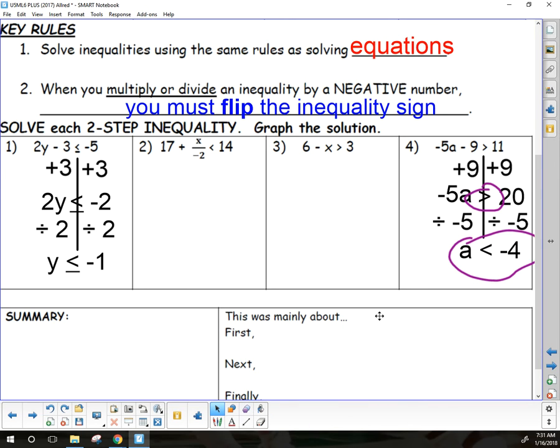That's the only difference between inequalities and equations. The rest of them, you can solve just like you would have solved an equation and then write your answer with an inequality. We're also going to ask you to graph some of your answers on a number line, and we'll show you how to do that when you get to our station today.